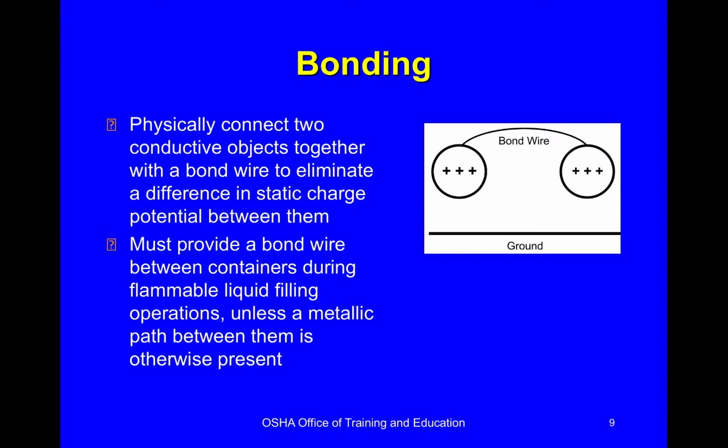We must provide a bond wire between containers during flammable liquid filling, unless a metallic path between them is present. So at the gas station, we don't necessarily put a bond wire between our tank and the nozzle of the gas dispenser. However, the metallic dispenser nozzle is in contact with the car tank fill pipe, so there is an electrical path there.